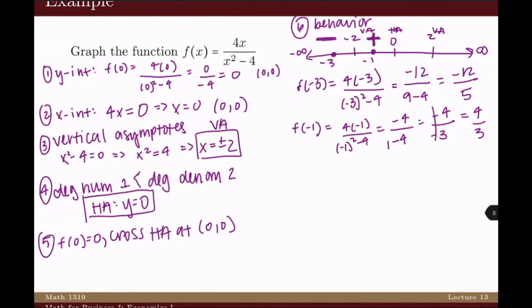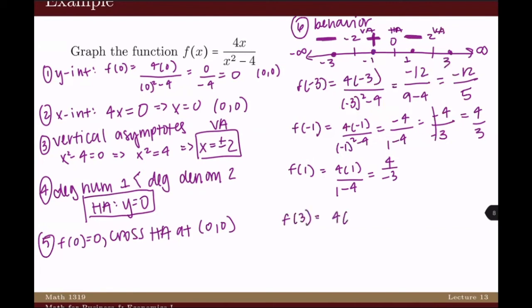All right, next, this interval. So I'm going to plug in 1 in this interval. So f at 1 is going to be 4 times 1 over 1 minus 4. This is 1 over -3. I'm sorry, 4 over -3. So this is going to be negative. And then I'm going to plug in one more point. I'm going to find what happens at f of 3.